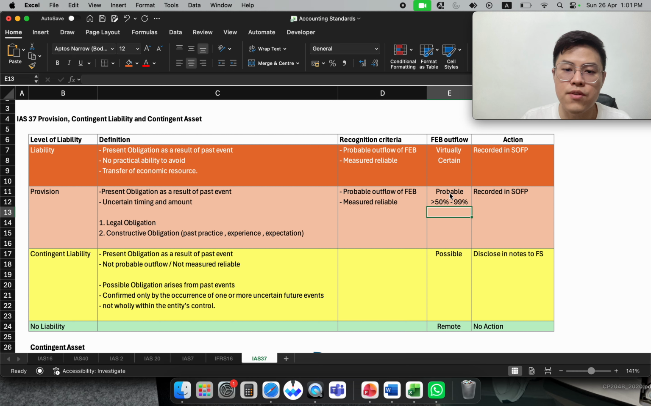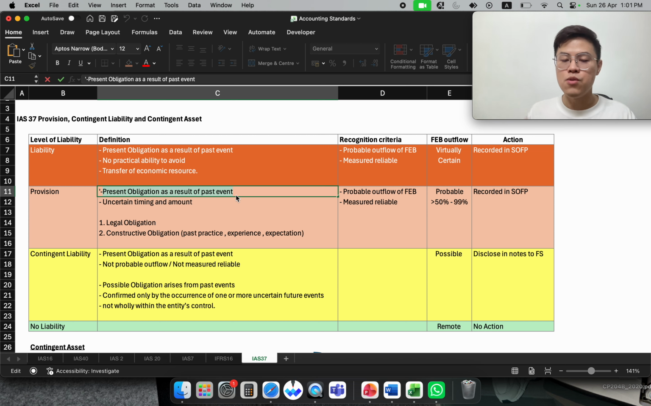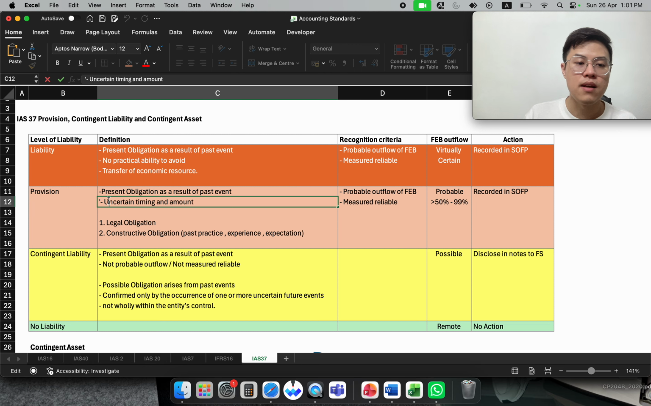So in this case, we will call this a present obligation from a past event. Of course, you must have done something bad in the past, therefore you have a present obligation now. Or you must be doing something now that makes other people think that you have an obligation now. And these obligations have uncertainty in timing and uncertainty in amount, meaning you don't know the exact date to pay this money, or what the exact amount of this money is.